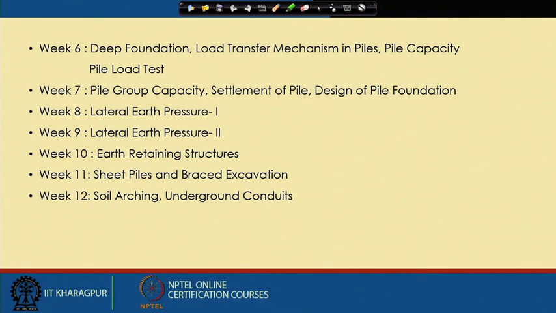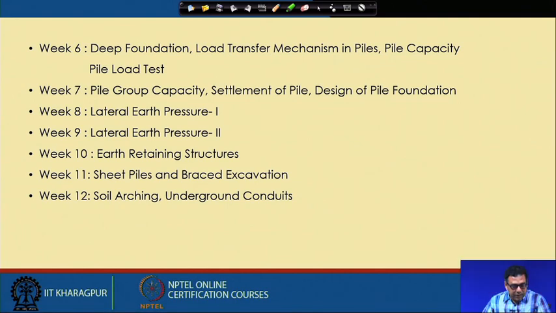In week 10, we will discuss the earth retaining structures and the design of those structures, and in week 11 we will discuss another earth retaining structure, that is sheet pile and braced excavation. So, in week 10 basically we will discuss the rigid retaining structures, and in week 11 the sheet pile, which is a flexible retaining structure. Those we will discuss in these 2 weeks. And in the last week, week 12, we will discuss soil arching, which is a very important phenomenon in soil mechanics, to understand or to design the underground conduits.